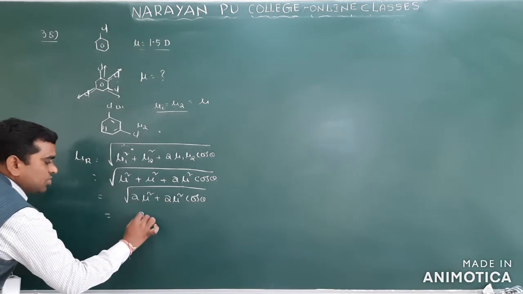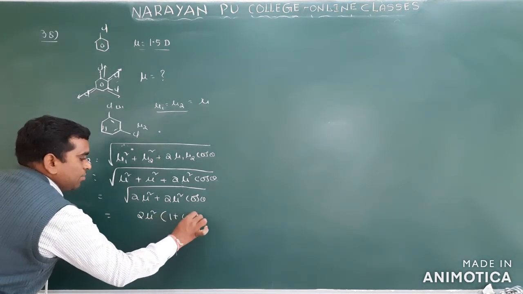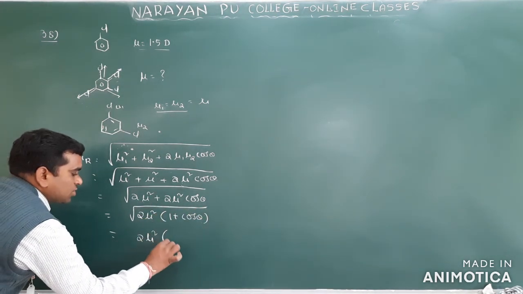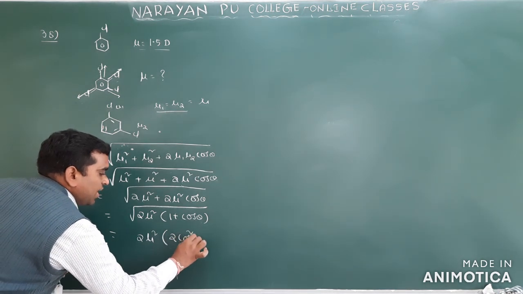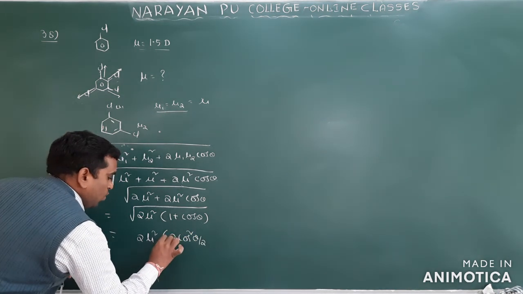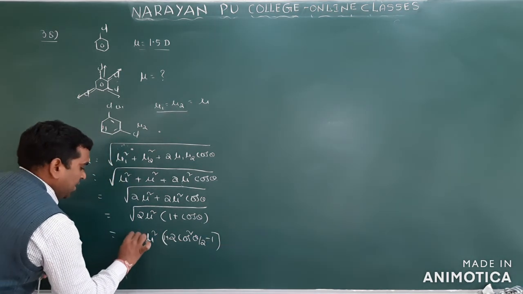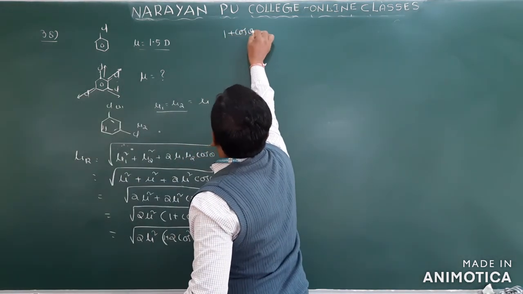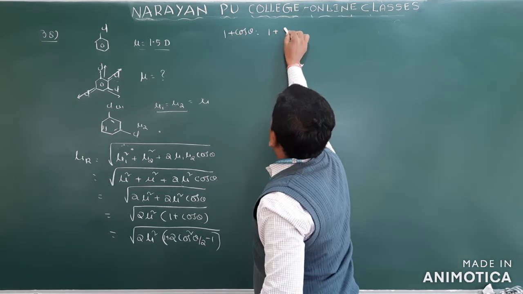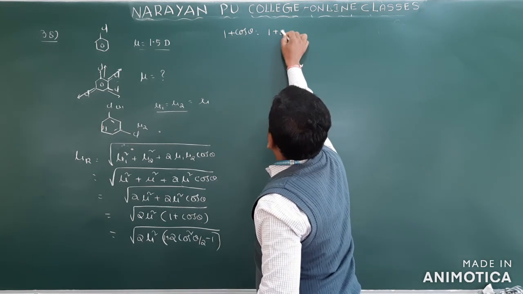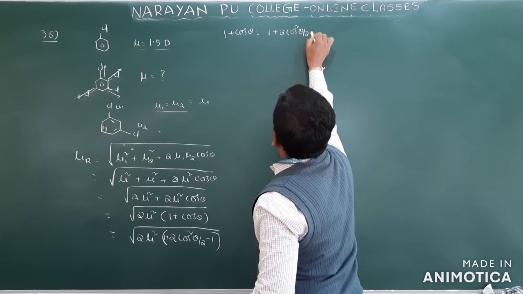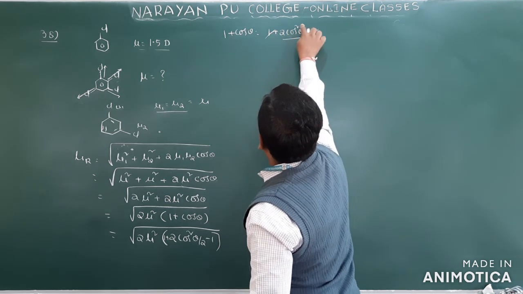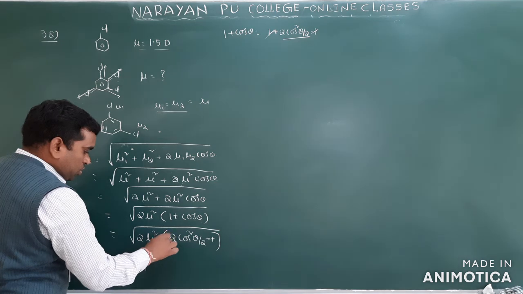I will take 2 mu squared common. Then what do I write? 1 plus cos theta. You already know the formula: 1 plus cos theta is equal to 2 cos squared theta by 2 minus 1, where the minus 1 cancels with the 1. So 1 plus cos theta is simply 2 cos squared theta by 2.